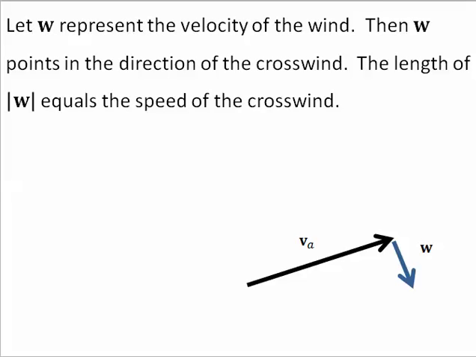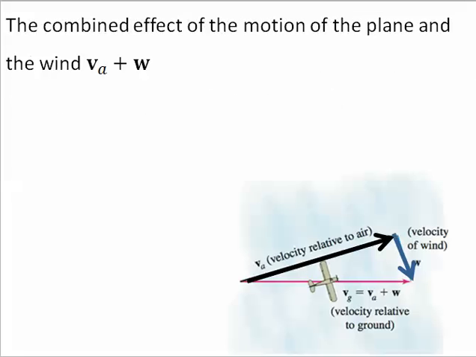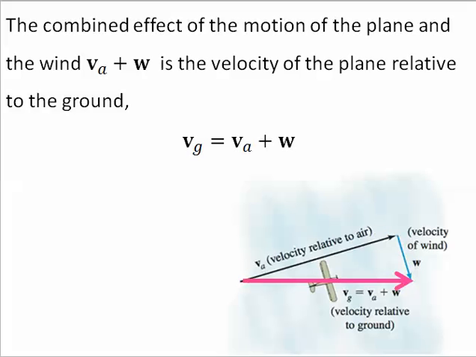Let w represent the velocity of the wind. Then w points in the direction of the crosswind. The length of w represents the speed of the crosswind. The combined effect of the motion of the plane and the wind is the velocity of the plane relative to the ground, v sub g.